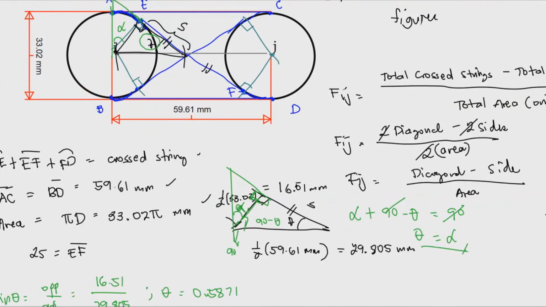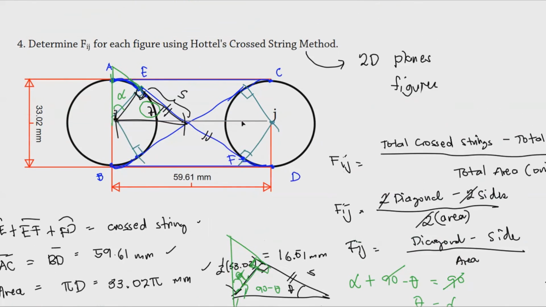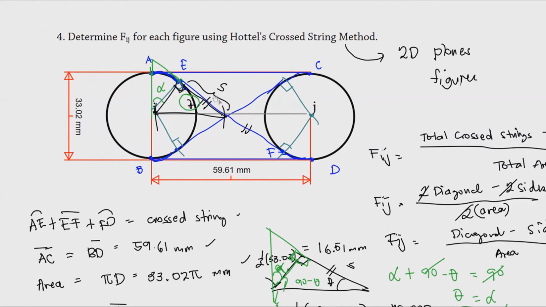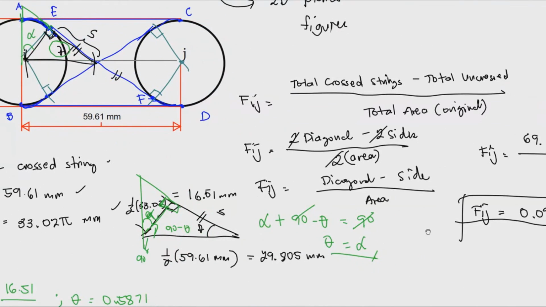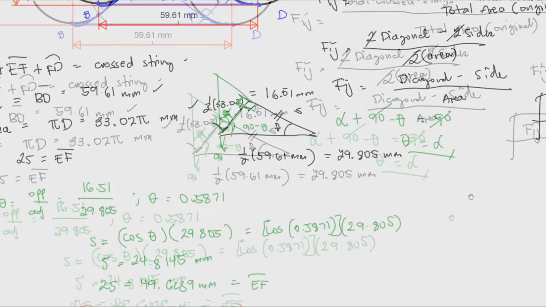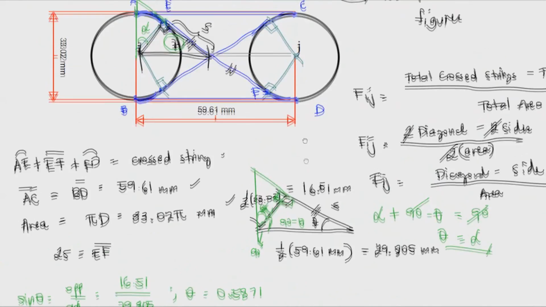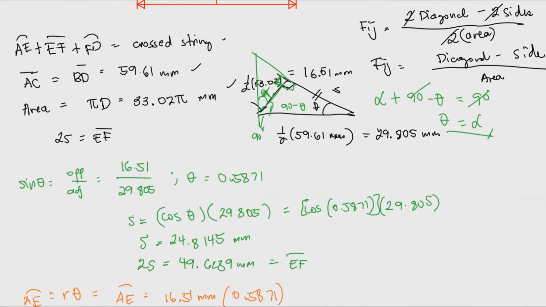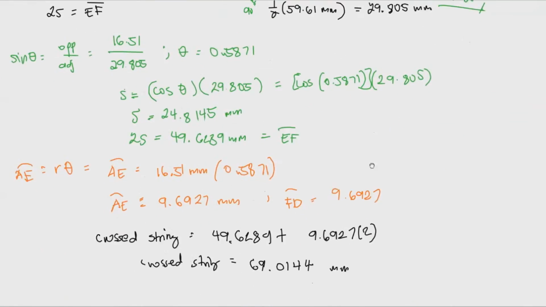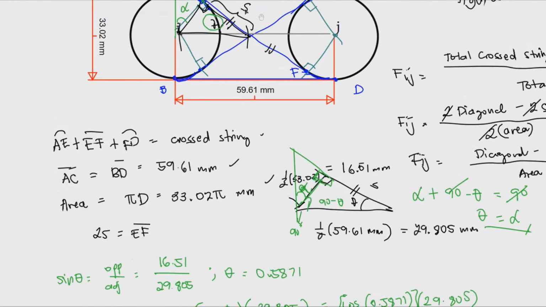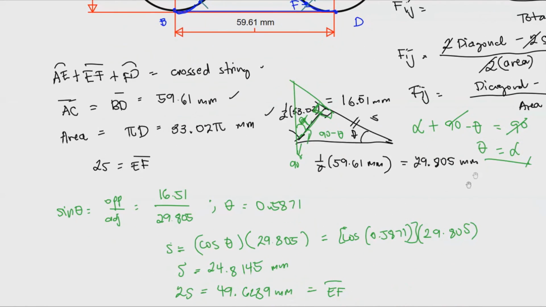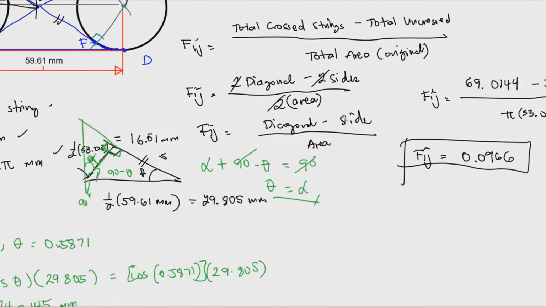So that's a shortcut way, but if you don't know how it is derived, or if you're just wondering how this Hottel cross-string method is employed in a conventional way, then you can just use this method. Just draw strings and you're done. But the difficult part here is just finding the length of the string. Okay, so we're done with the first example.